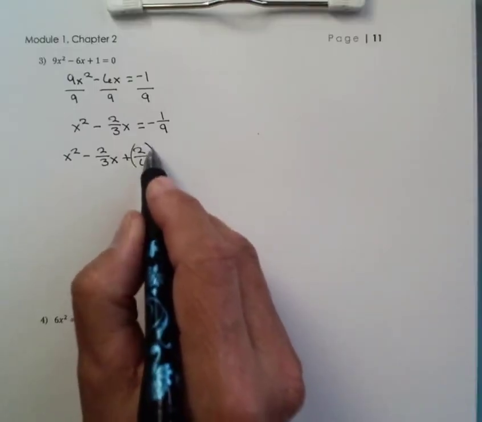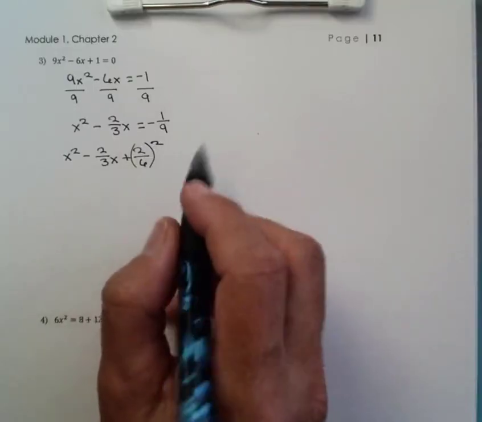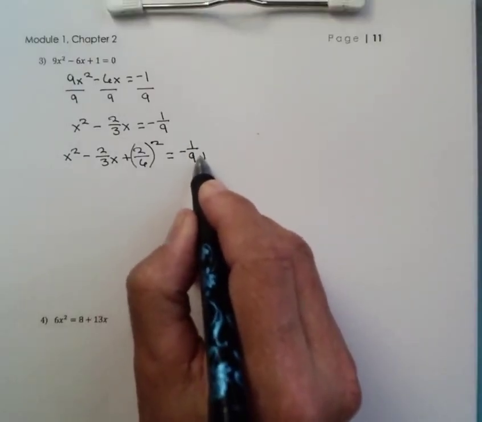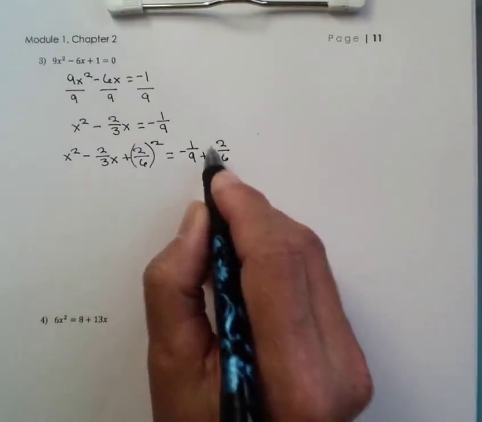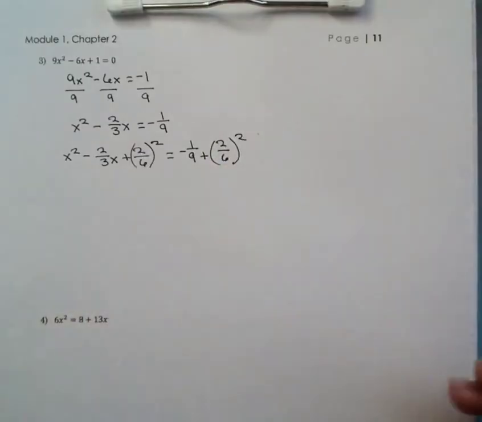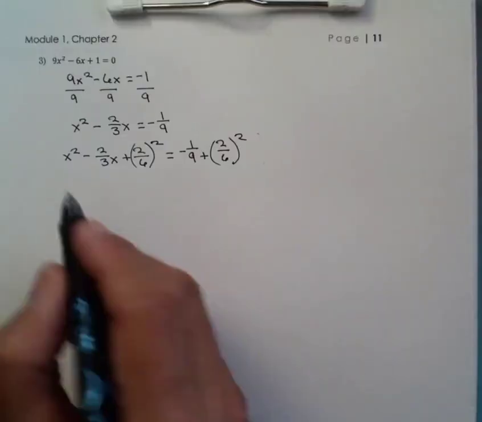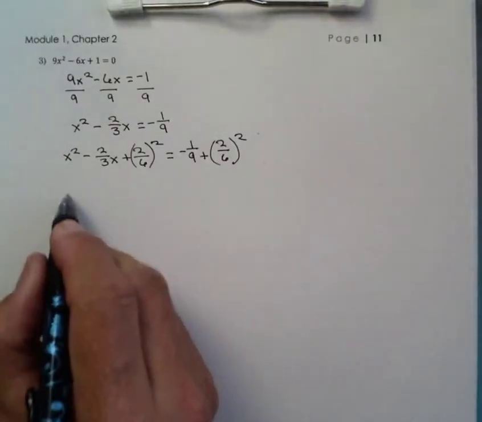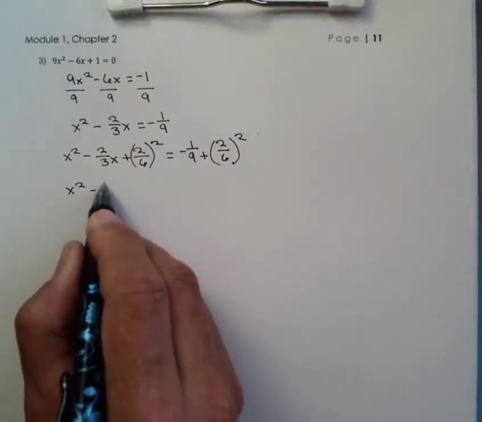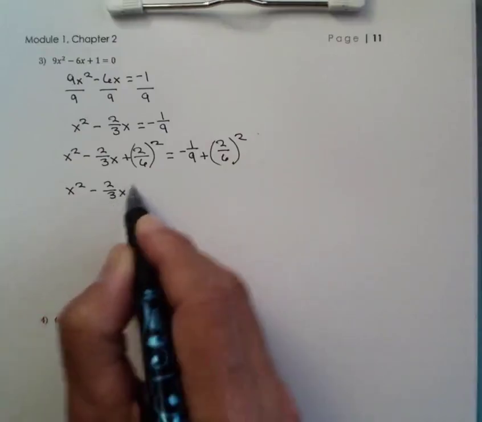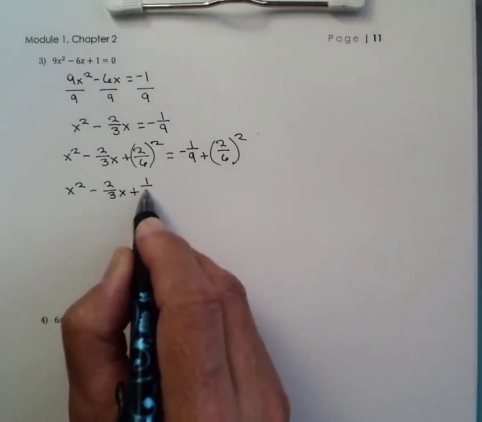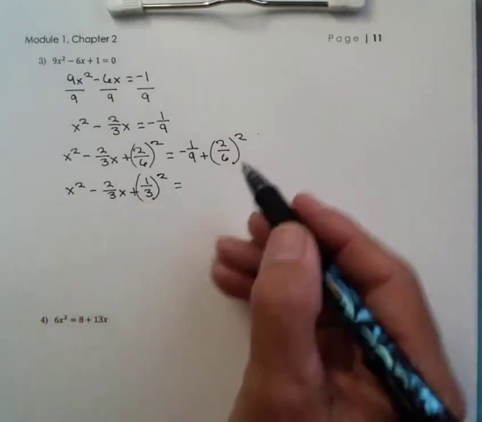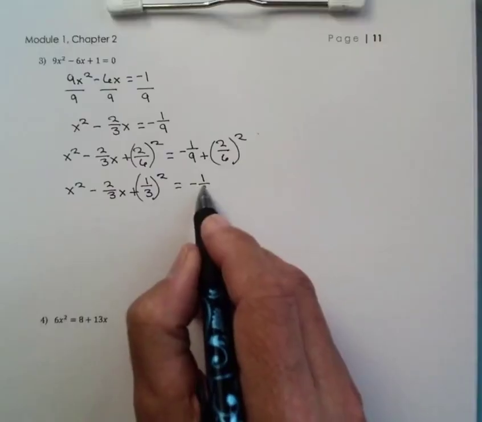And then I square that, right? And that's equal to negative 1/9 plus 2 over 6 squared. Now, most of you saw that that could have been reduced, and that's what the next step would have been, right? Let's reduce that. So I've got x squared minus 2/3 x plus 1/3 squared, right? And this is equal to, let's see, it's going to be a negative 1 over 9.